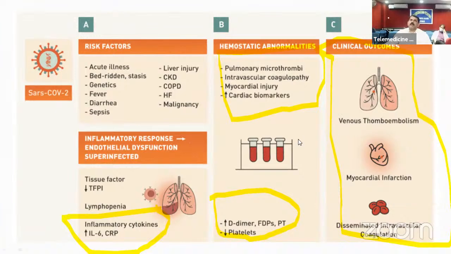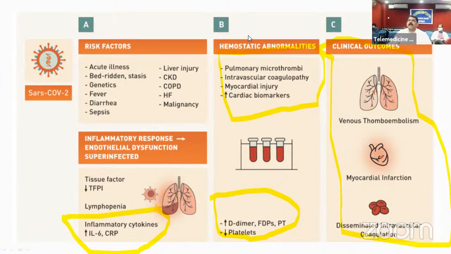This is another beautiful chart telling you the risk factors, the inflammatory response, the hemostatic abnormalities and clinical outcomes. You know the risk factors: the acute illness, the patient is in a bedridden state, so there is thromboembolism, the genetics, the fever, the diarrhea, the sepsis, liver injury, CKD, COPD, heart failure, malignancy are the risk factors, and the tissue factors like decreased TFPI, lymphopenia, and increased IL-6 and CRP, they come into action.